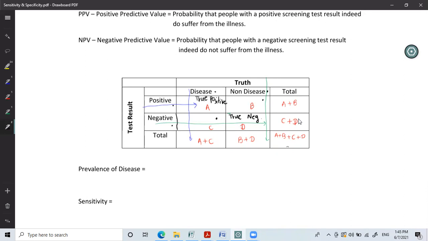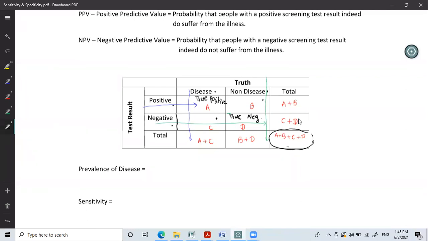Where's the total? So the grand total, that is the total. Okay. So out of everybody, how many are there actually suffering from the disease? Using these A, B, C, D values, can you find that number? A plus B plus C plus D is the total, everybody.